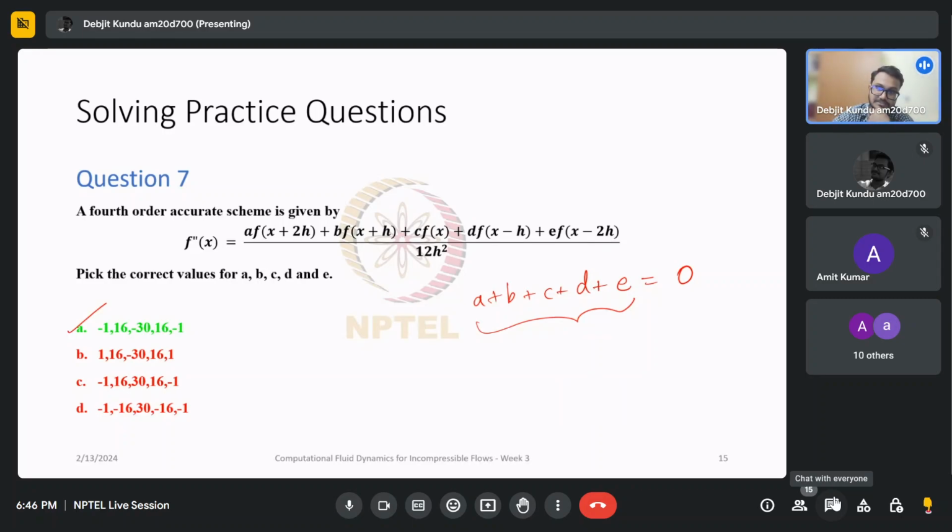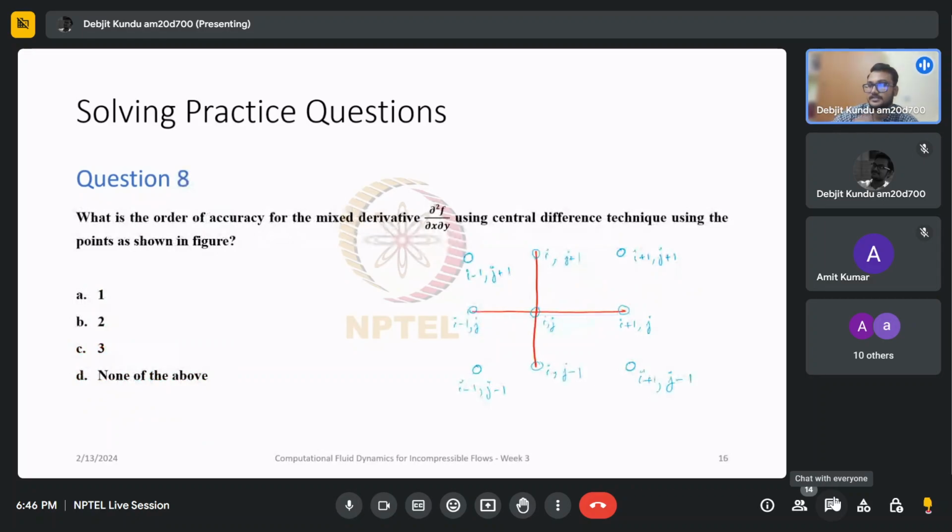Any questions on this? Alright, so if there are no questions, we will keep moving. We will move on to this next question now. Here we have to find out the order of accuracy for the mixed derivative, that is this one, del squared f by del x del y, using a central difference technique using the points as shown in the figure.